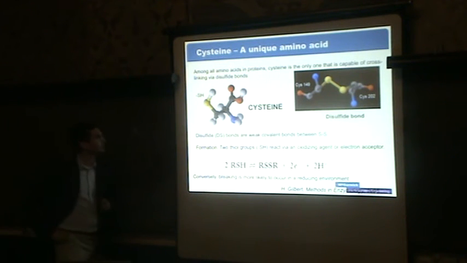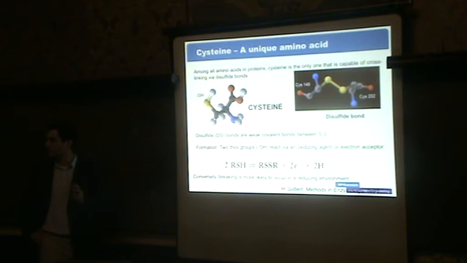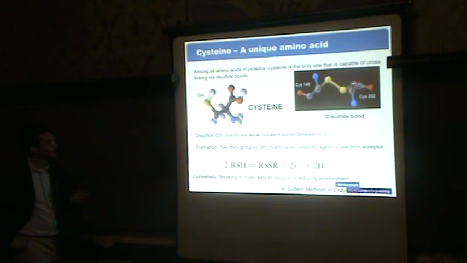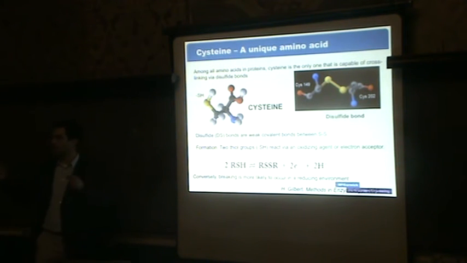We talked a little bit about the 20 different amino acids, and among all of these, cysteine is the only one that is capable of cross-linking via disulfide bonds. These are covalent links that can bind two parts of a protein, or two different proteins, to each other very strongly. So it's different from hydrogen bonds. It's sort of a weak covalent bond.